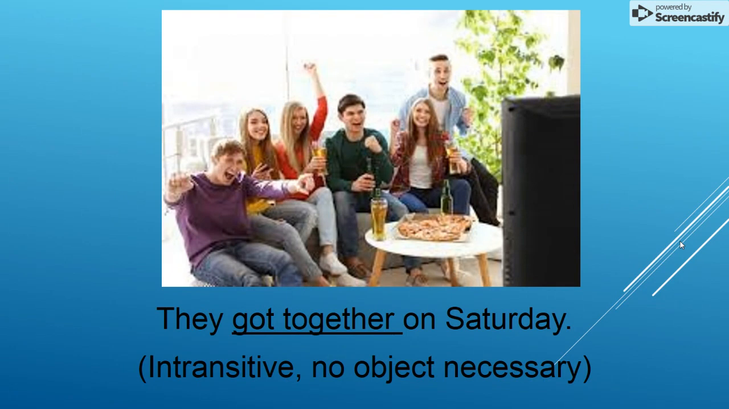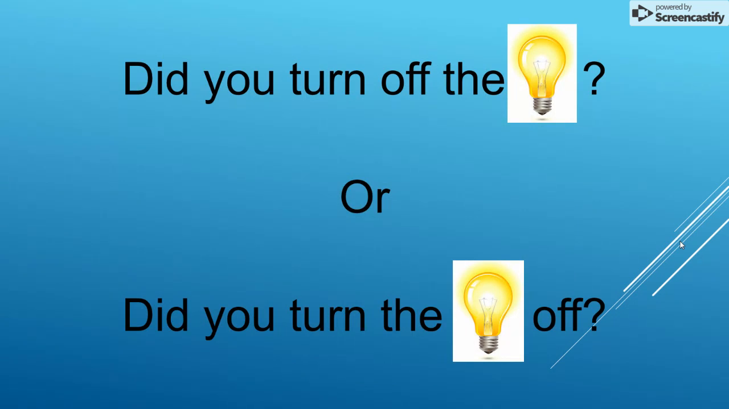When these types of phrasal verbs are intransitive, they do not require an object because the action is not being done to anyone or anything. However, when these types of phrasal verbs are transitive, they require an object.